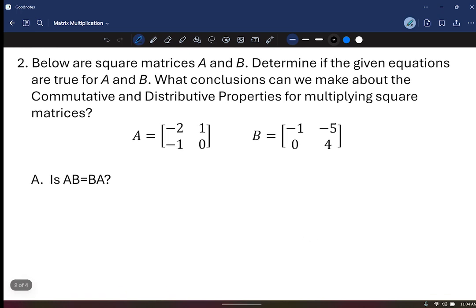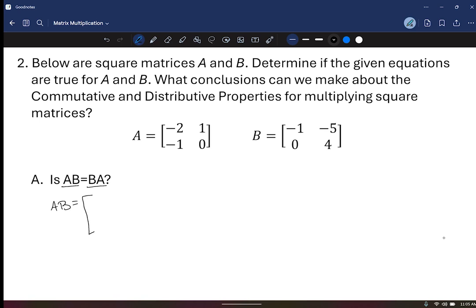All right, so number 2. Below we have some square matrices. That means that they have the same number of rows as they have columns. And they want to know if the equations down here are true and what conclusions we can make about commutative and distributive properties when multiplying square matrices. So they want to know if we take A times B, is that going to equal B times A? So let's start with A times B.